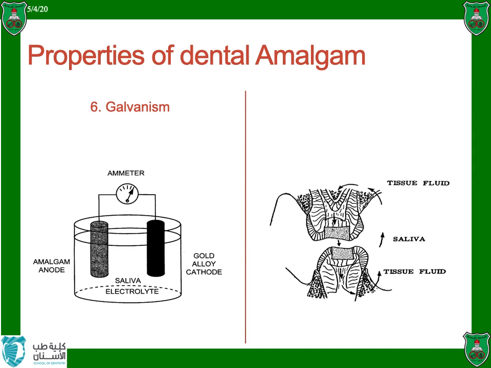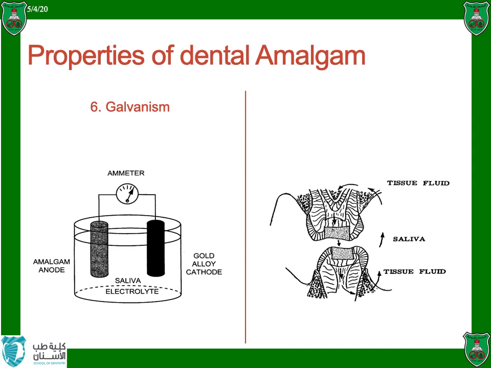Now some corrosion of the amalgam can be expected as a result of the large difference in something called electromotive force of the two materials. So we have a different electromotive force for the amalgam compared with the gold, for example. And the corrosion process can liberate free mercury, which can contaminate and weaken the gold restoration, and biological effects such as galvanism can result.